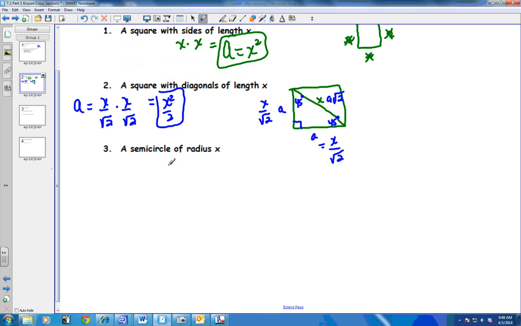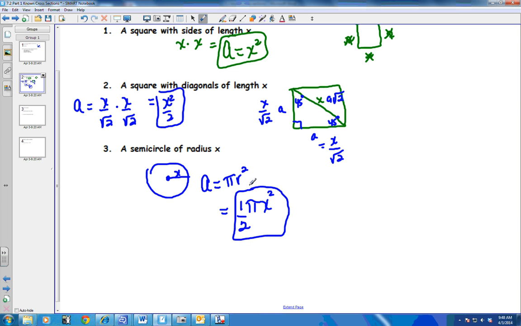A semicircle of radius x. Well, this should be easy. That's a nice little circle there, isn't it? There's x. We know that the area of a full circle is pi r squared. My radius is x, so that's going to be pi x squared. That's the area of a full circle, so a semicircle would be half of that. And again, the reason we're going over these is because they're going to be using a square, a semicircle, or an equilateral triangle as their cross section. So you're going to have to be able to figure out the area of that cross section.